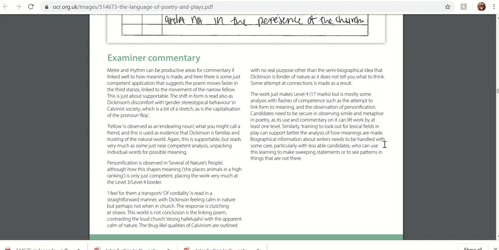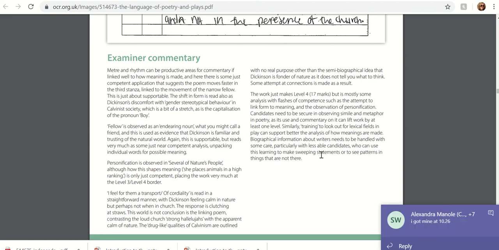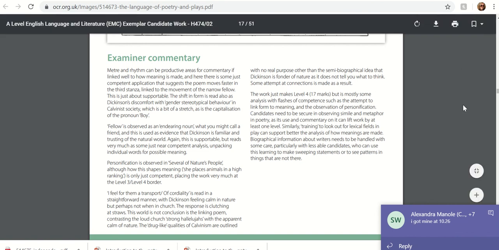Biographical information about writers needs to be handled with some care, particularly with some candidates, not necessarily less able, but if you're a little bit stressed in an exam, I totally understand the impulse to put down whatever it is that you can remember, and often biographical information is quite easy to remember. Who can use this learning to make statements and see patterns in things that are not there. Okay, so that is what the exam board is saying.